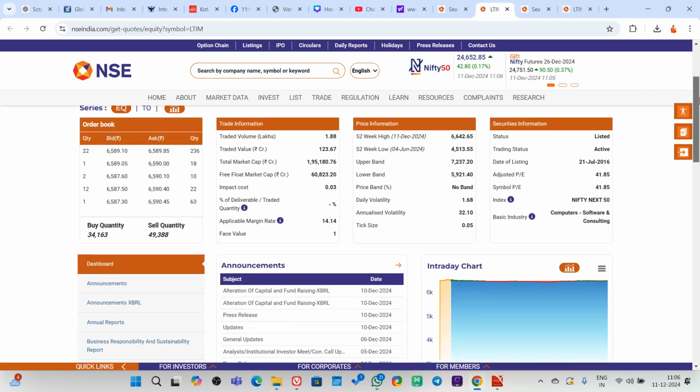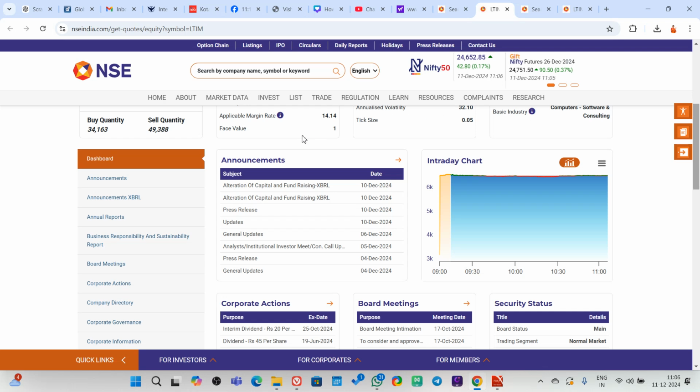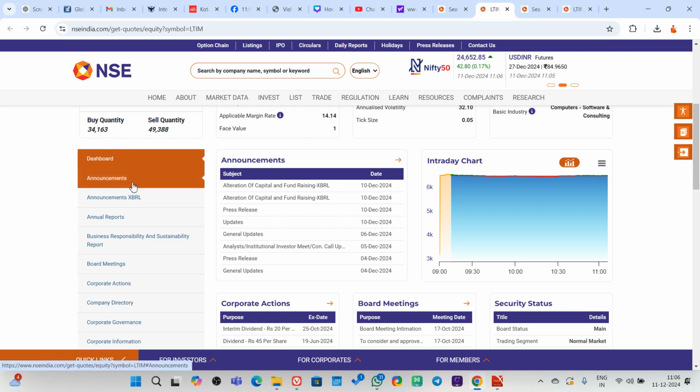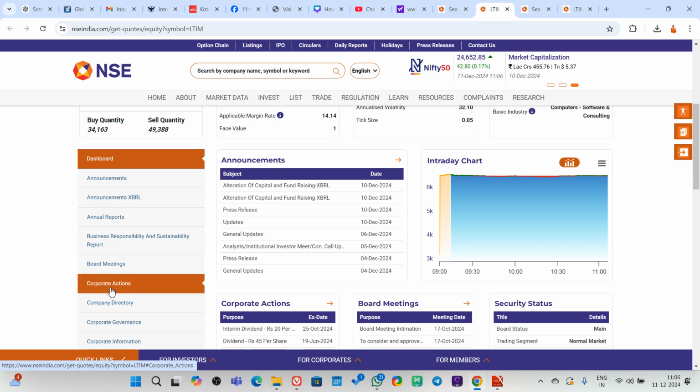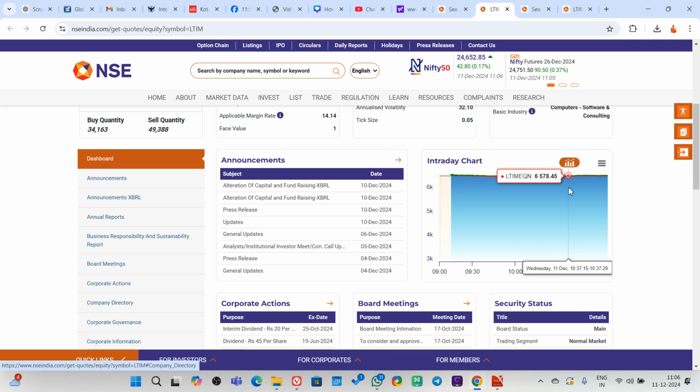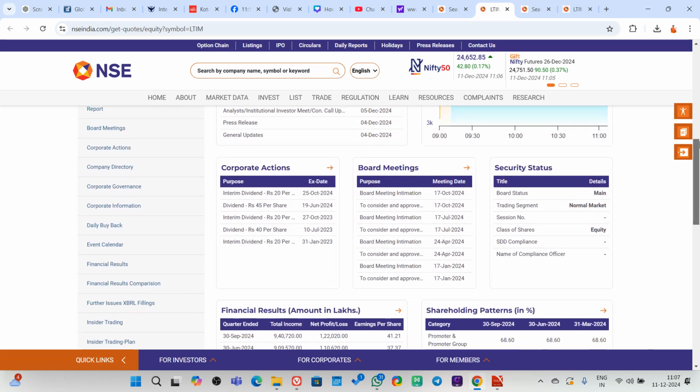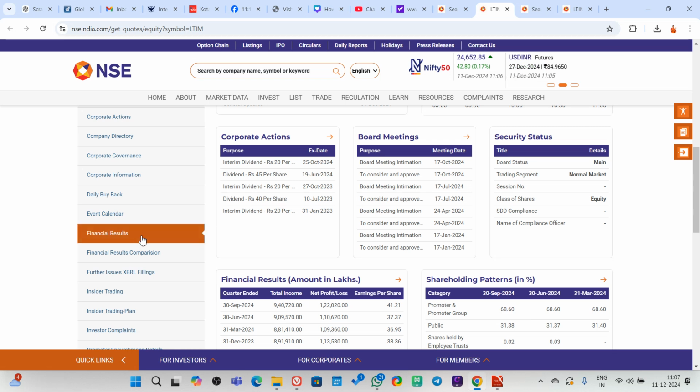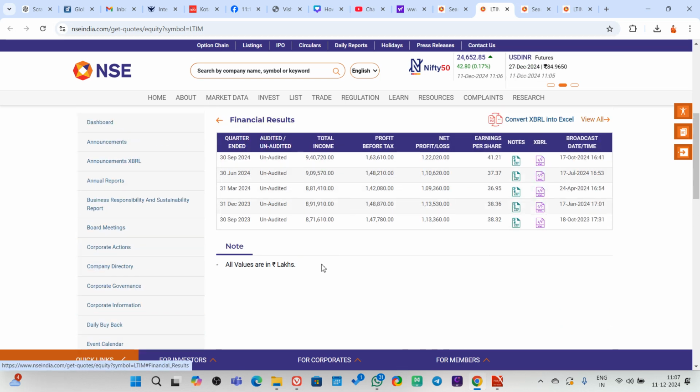Here is the information about the company. You can see the dashboard here: announcements, XBRL, the annual reports, board meetings, corporate actions, corporate governance. In this, we have to go through the financial results. I would like to show you the financial results on a quarterly basis. For example, 30th September 2024, which is a quarter from June to September.